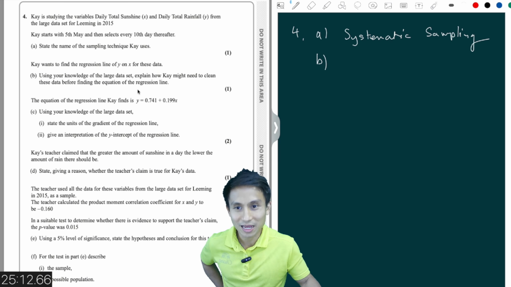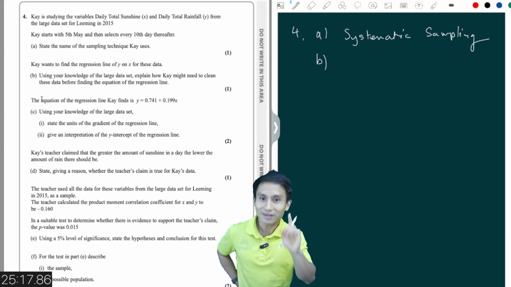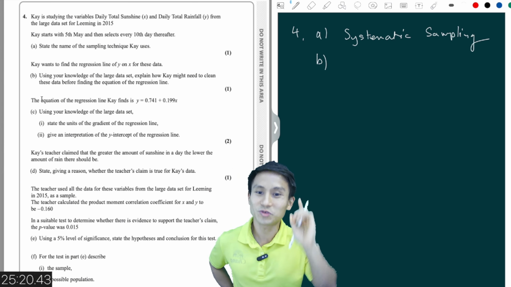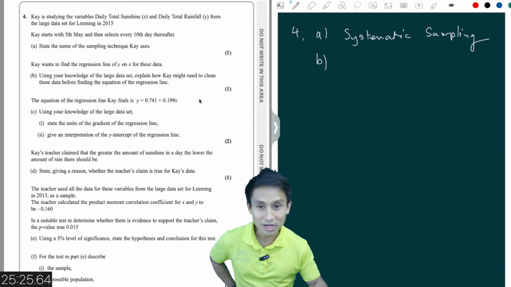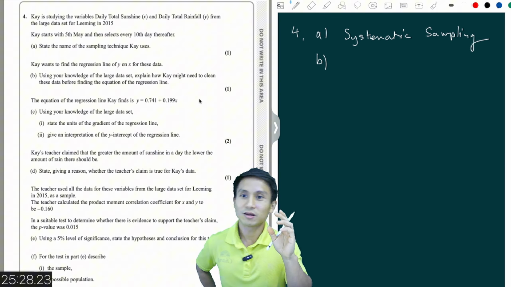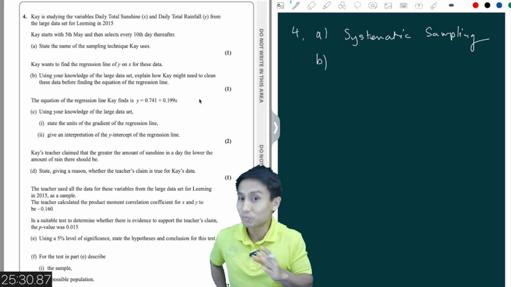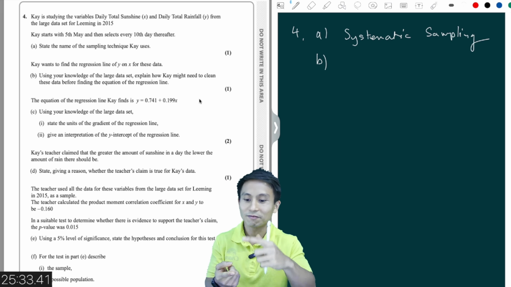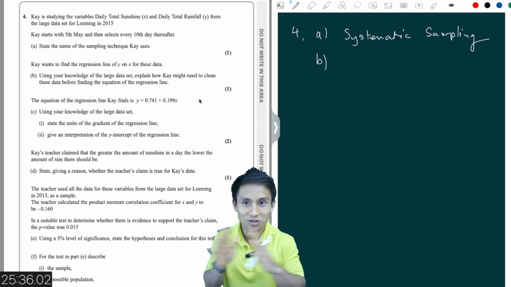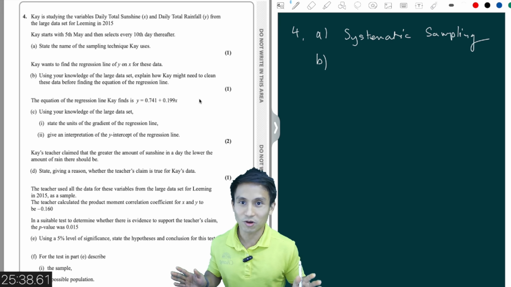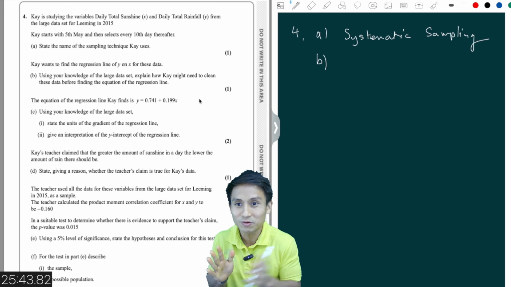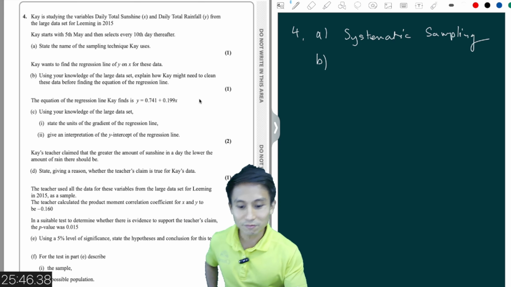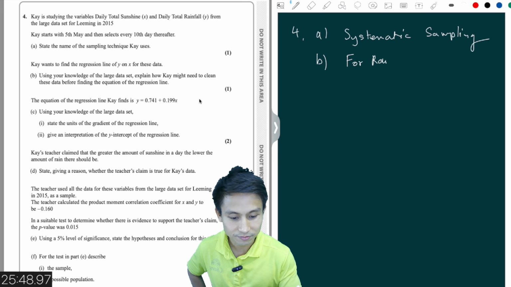B, using your knowledge of the large data set, explain how K might need to clean these data before finding the equation of the regression line. This is the pattern in that video. You need to know how to clean the data. So the total sunshine would be fine because you only have 0, 1, 2, 3 to 8, just 9 numbers. But for total rainfall, some of them do have TR. That is the trace amount, a very small number. So we're going to have to change it for rainfall.